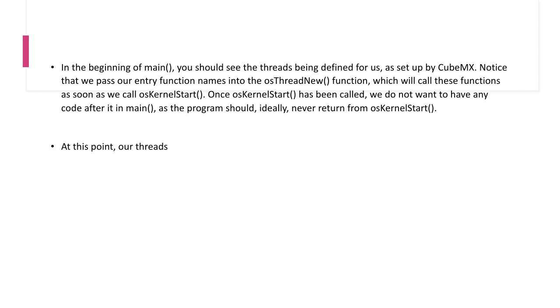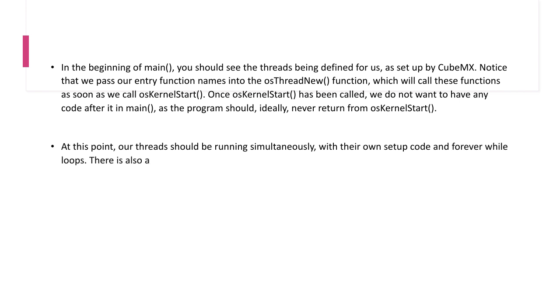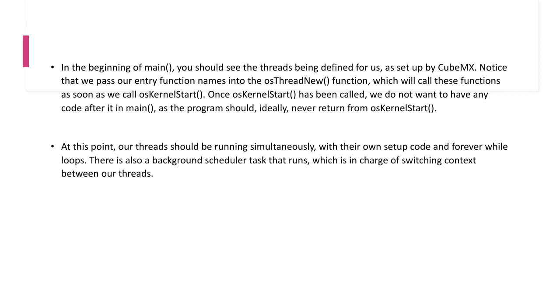So in the beginning of main, you should see the threads being defined for us as set up by CubeMX. Notice that we pass our entry function names into the OS thread new function, which will call all these functions as OS kernel start. Once kernel start has been called, we do not want to have any code after it in main. At this point, our threads should be running simultaneously with their own setup code and for loops.